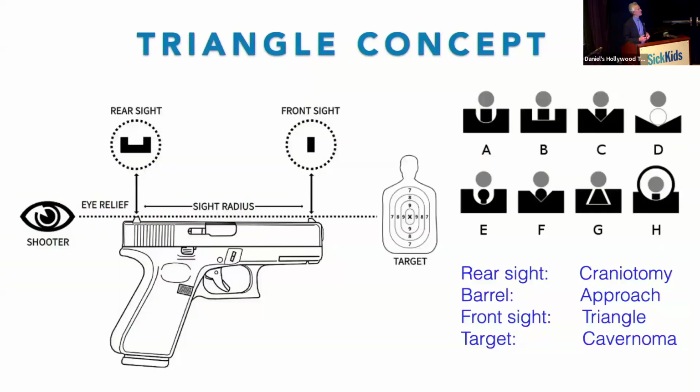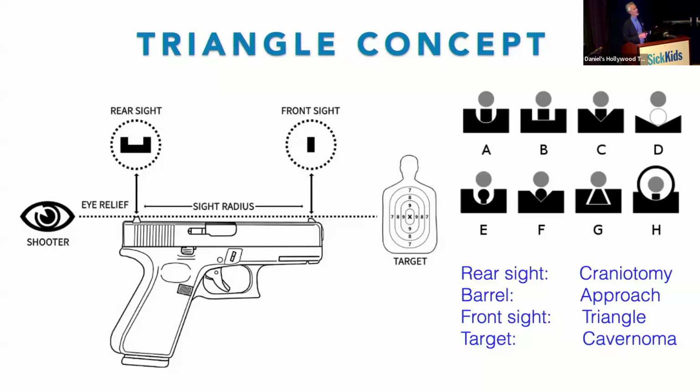We wanted to do the same for cavernomas, and our concept for this different pathology is the triangle concept. And the analogy here is a gun. When you shoot a gun, what you're really doing is aligning your front and rear sights. There are two sights on a gun, and it's the alignment of the two that actually aims the barrel so that you can hit your target.